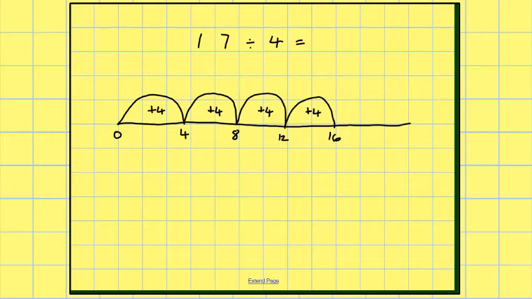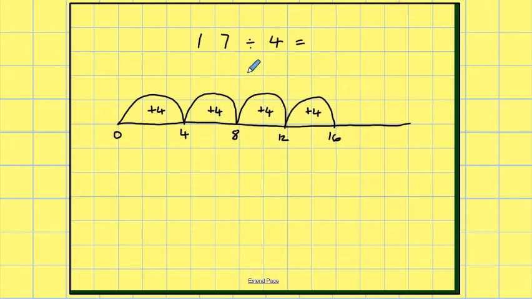No, I haven't. Can I do another complete jump of 4? I can't, can I? If I do another complete jump of 4, that's going to take me over. If I add 4, knowing your number bonds to 10, of course, it's going to take you up to the next 10's number, which is 20. So we've gone too far.